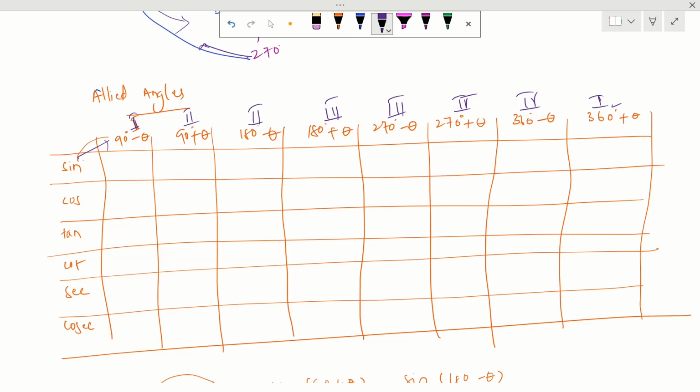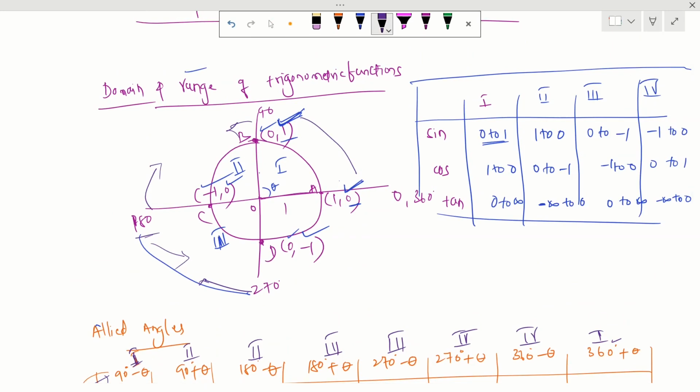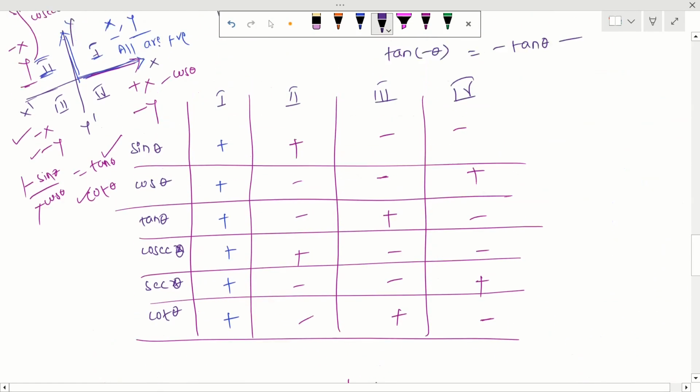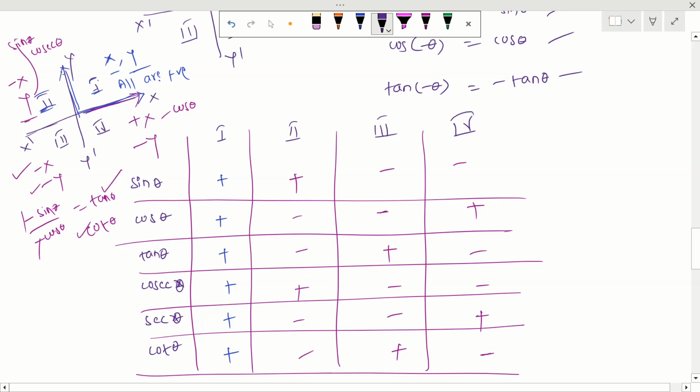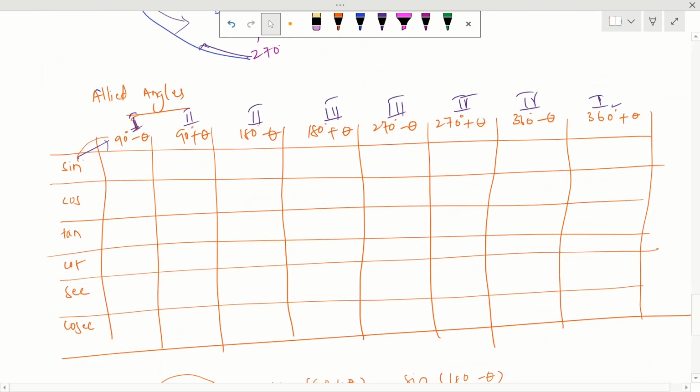In the first quadrant, the x-axis and y-axis are positive. So from the previous values we have written right here, in the first quadrant x and y are positive, which means all notations are positive. So here all notations are positive, right?